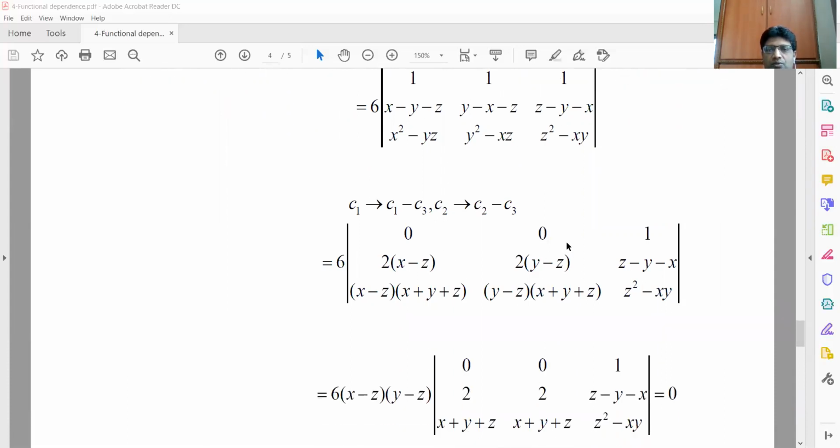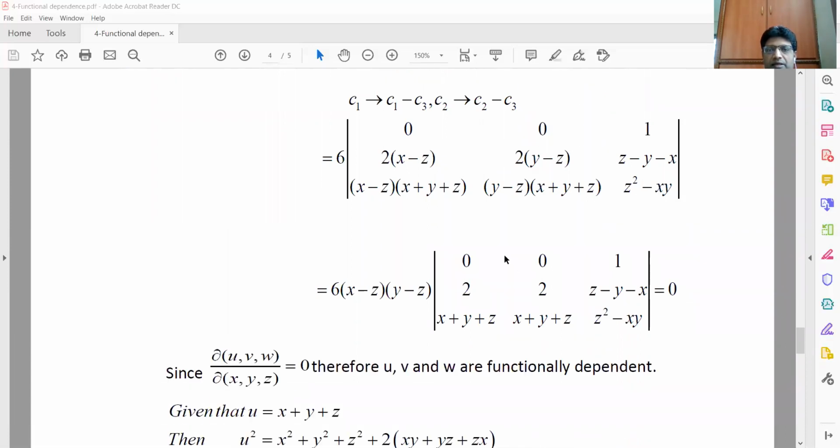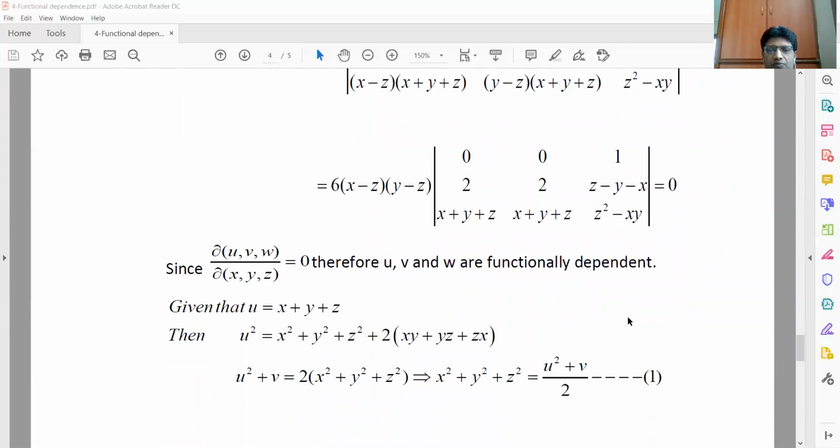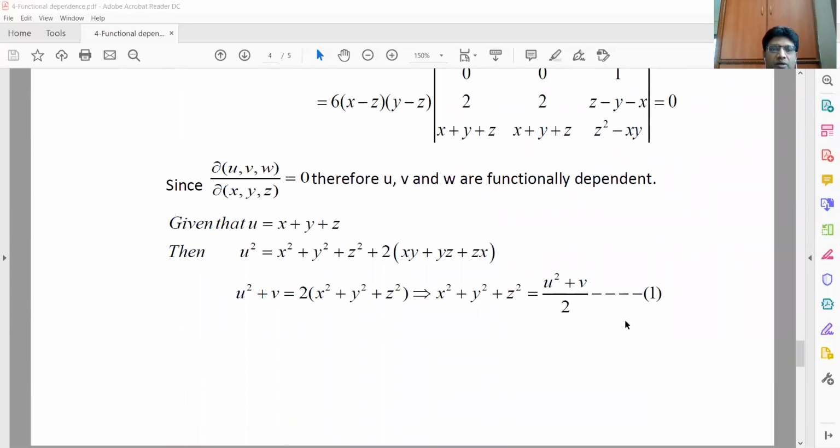Okay, now I got 0, 0, 1. So on this row, if I expand, before expanding, what I did is I took x minus z as common outside and y minus z as common outside. Leftover is this. Now if I expand this on the first row, I can easily see it is 0. So therefore they are functionally dependent. And we have to find the relation. So what is given, u is this one. What I am doing is I am squaring this.